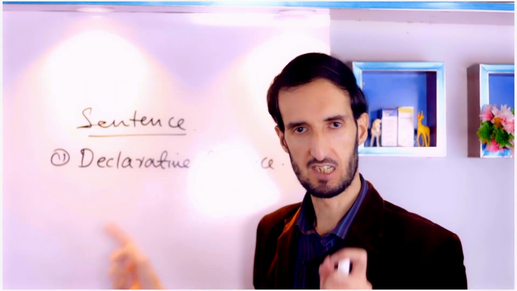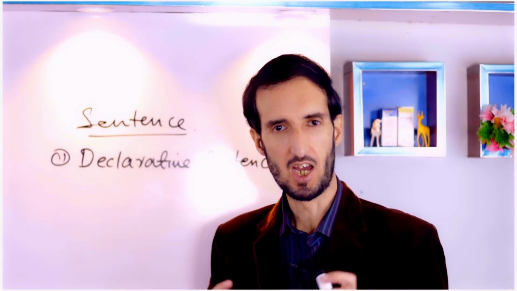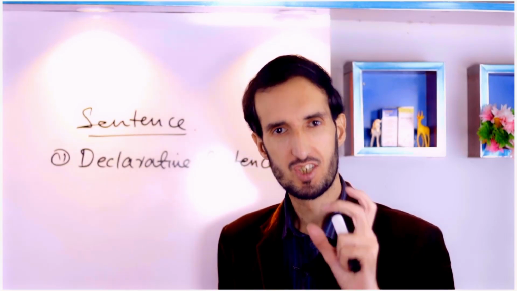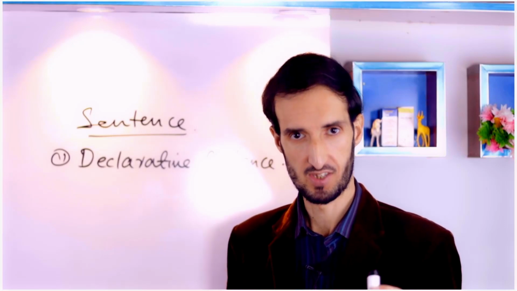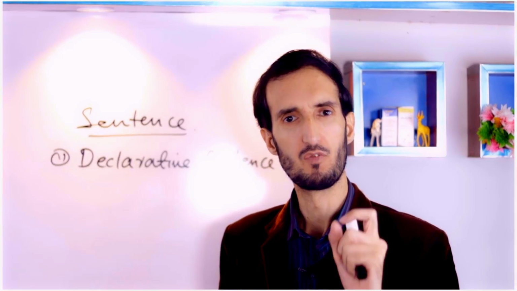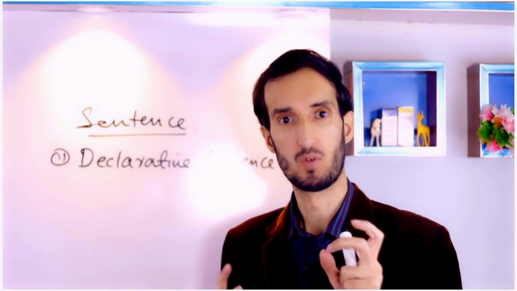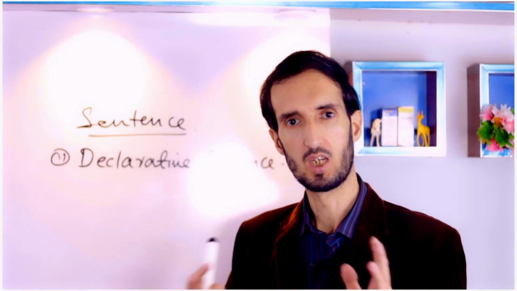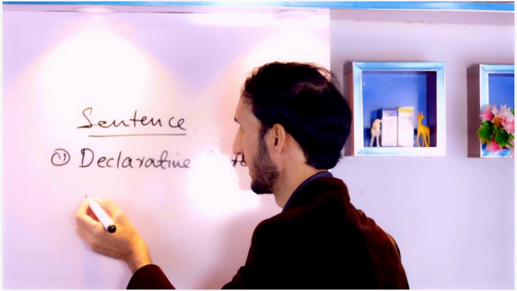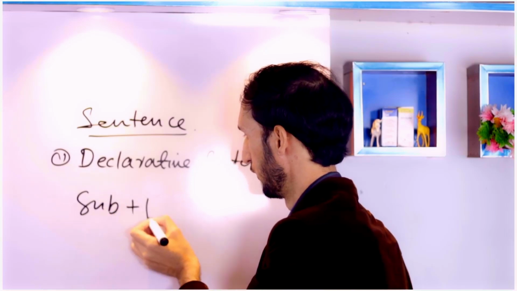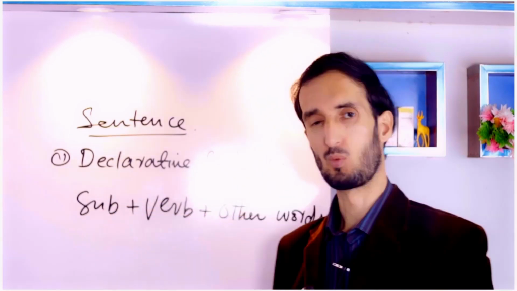So first, declarative sentence. What is the declarative sentence? It is a type of sentence that makes statement or provides information. So its main purpose is to tell something, whether it is fact, an opinion, or piece of information. So its structure, how can you form it? It would be subject plus verb plus other words, right?